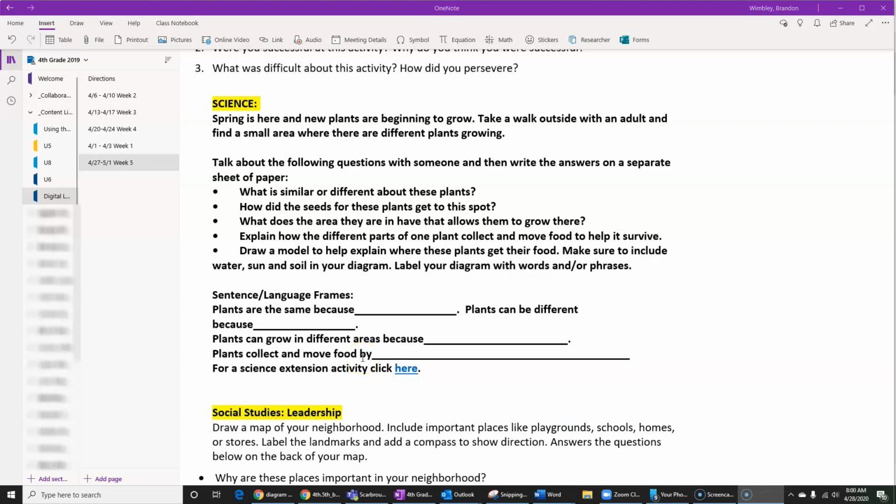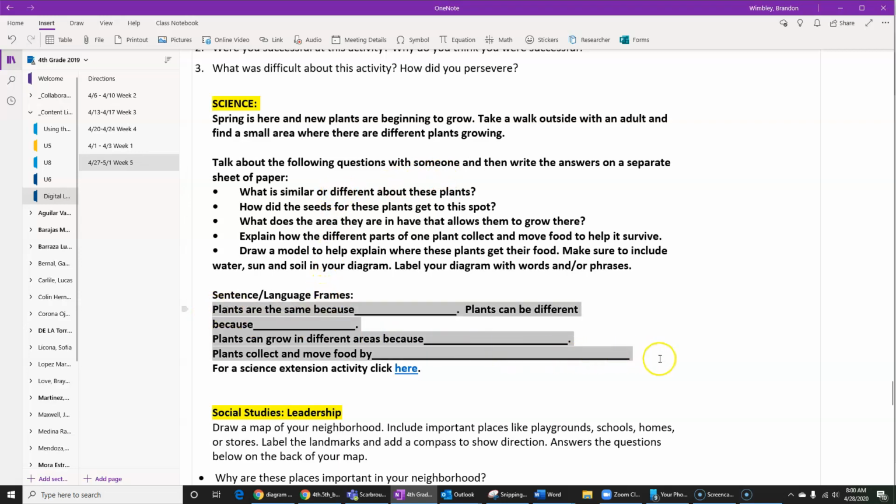Alright, for our science, we're going outside again. So we have spring is here and new plants are beginning to grow. Take a walk outside with an adult and find a small area where there are different plants growing. Talk about the following questions with someone and then write the answers on a separate piece of paper.